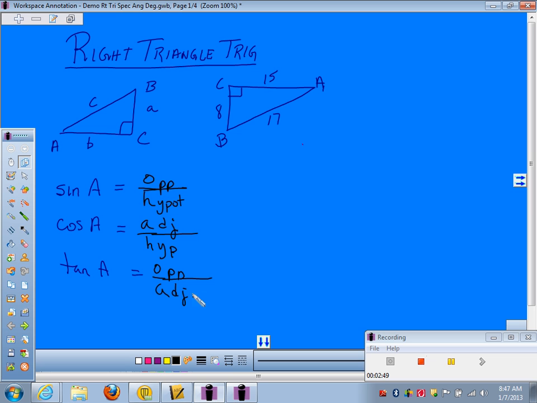Okay. You'll notice I don't have cosecant, secant, and cotangent written up here. That's because for these kind of problems, sine, cosine, and tangent will solve everything you could ever want. There is no need for the other three. That's why you didn't learn the other three in geometry, because they are unnecessary. These three will solve everything.